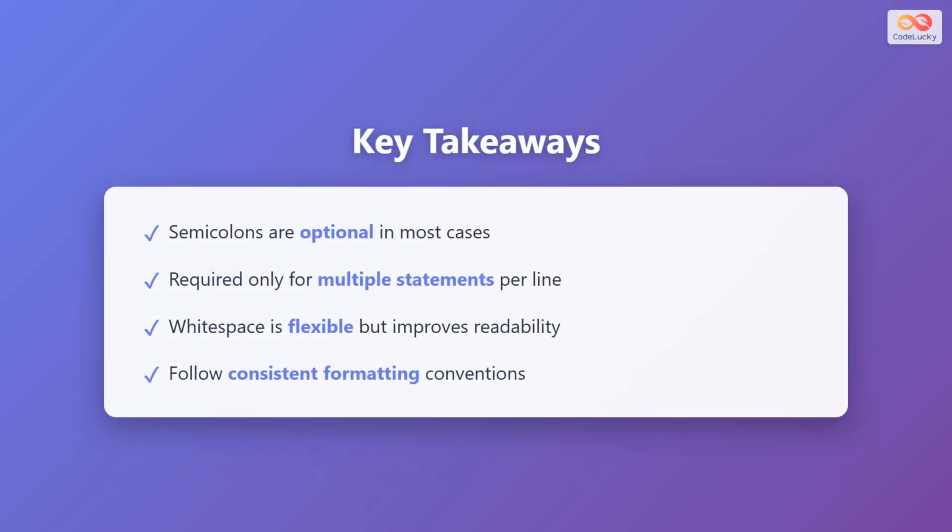To recap, semicolons are optional in Kotlin for most cases. They're only required when you put multiple statements on the same line. Whitespace is flexible, meaning you can format your code however you like, but using it properly makes your code much more readable. Finally, always follow consistent formatting conventions. This makes your code professional and easier for others to understand. With these syntax basics mastered, you're ready to write clean, idiomatic Kotlin code.